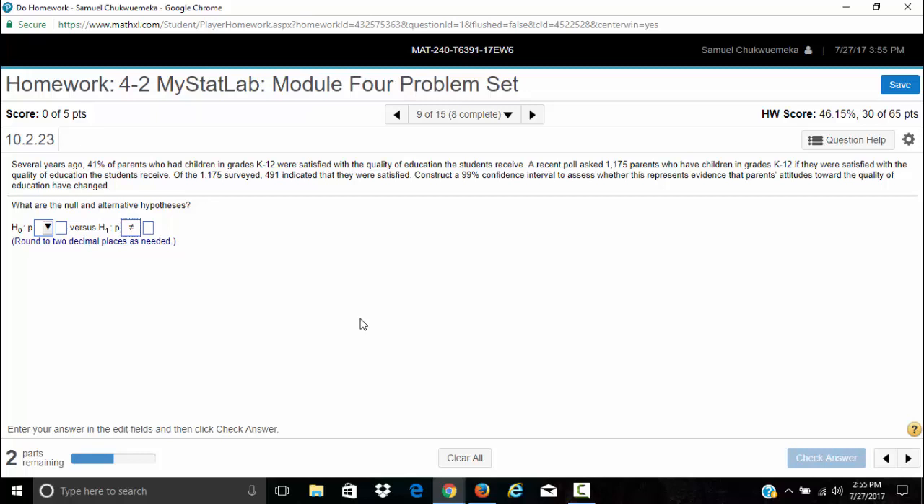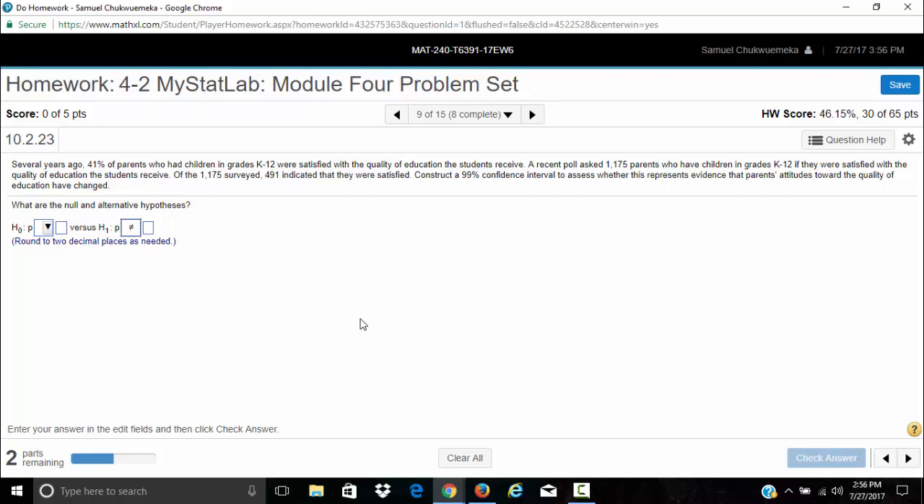This didn't tell you directly whether it is less than, whether their attitudes, whether their satisfaction level has increased or decreased. They just say have changed. Okay, so this is not equal to, is a two-tailed test. Okay, so that's the way you know that.